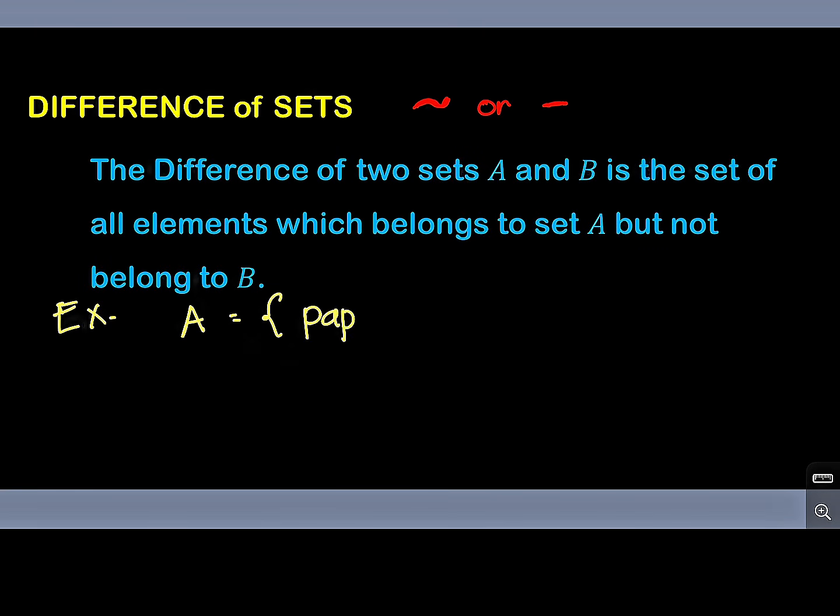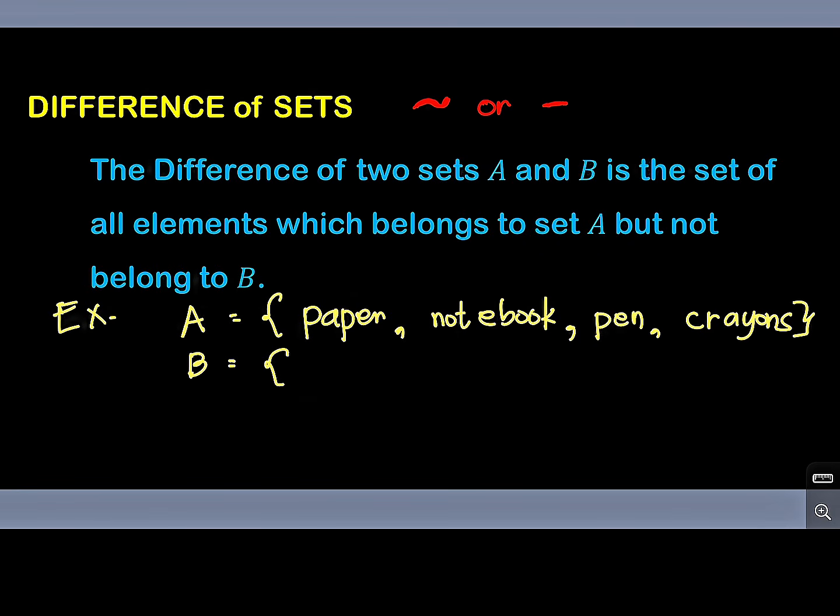Set A has the following elements: paper, notebook, pen, and crayons. Our set B has the set of notebook, pencil, and marker.